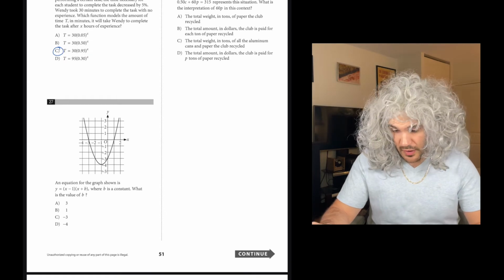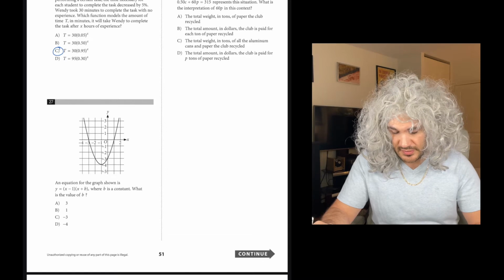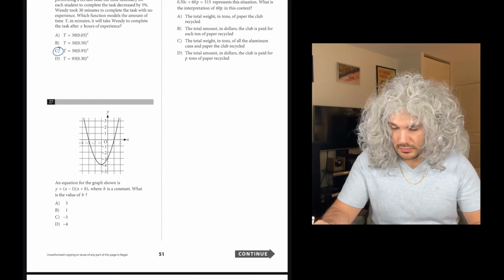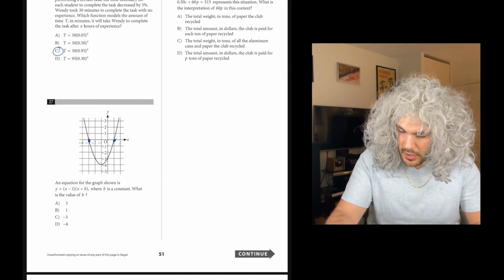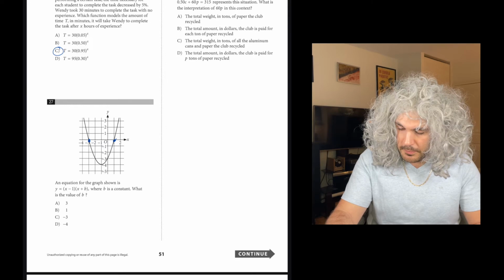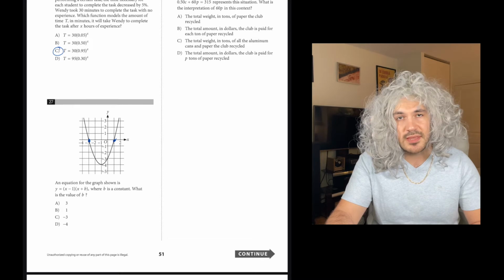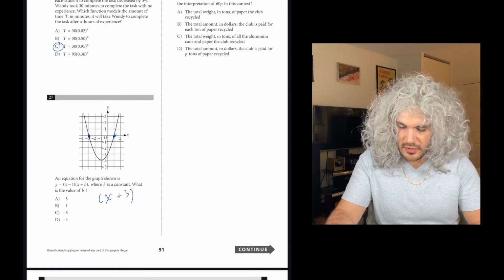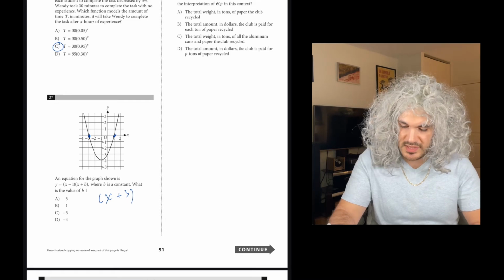27, an equation for the graph shown is y equals x minus 1 times x plus b, where b is a constant. What is the value of b? So we see that the zeros are -3 and 1. Those are the solutions. If one of the solutions is -3, that means one of the factors is x plus 3. So if b is that value, our answer should be A.